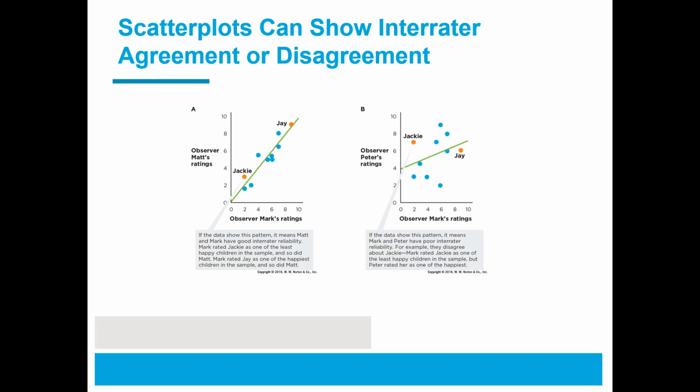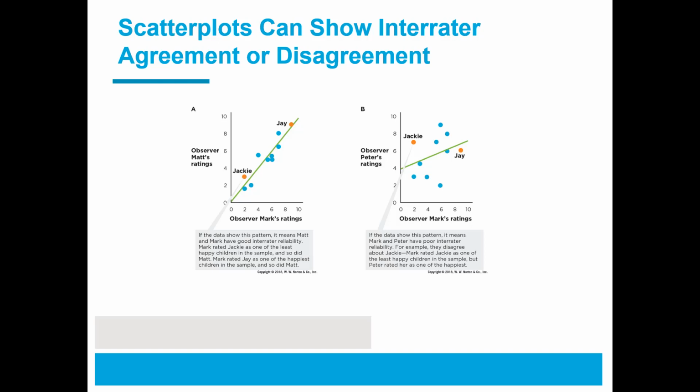We can also use scatterplots to examine interrater reliability. Let's look at this next example. There are 2 independent observers, Mark and Matt. They are each tasked with rating 10 young children on a scale from 1 to 10, indicating how happy they each are. In order to see how well their ratings agree, we can make a scatter plot with Mark's ratings on the x-axis and Matt's on the y-axis.